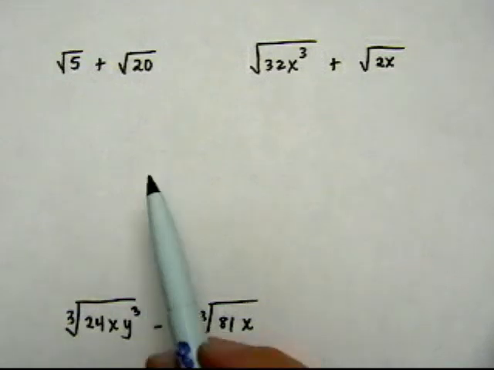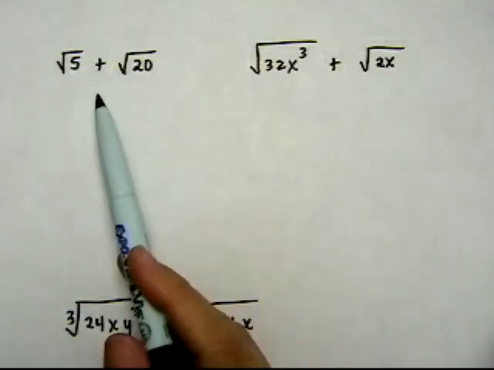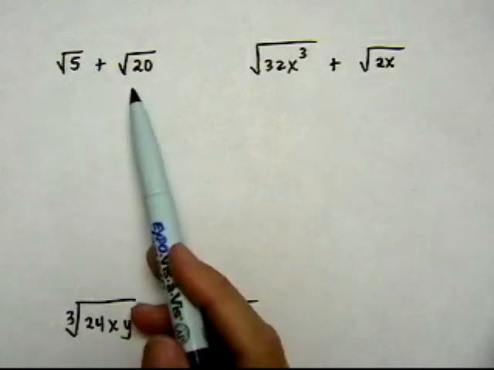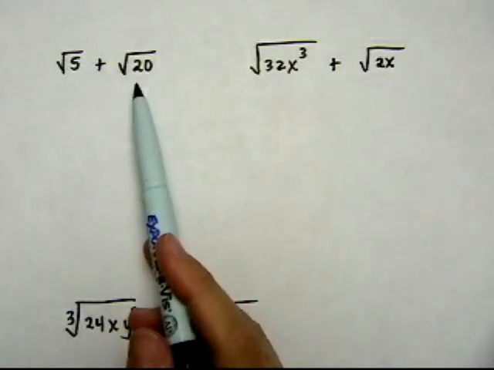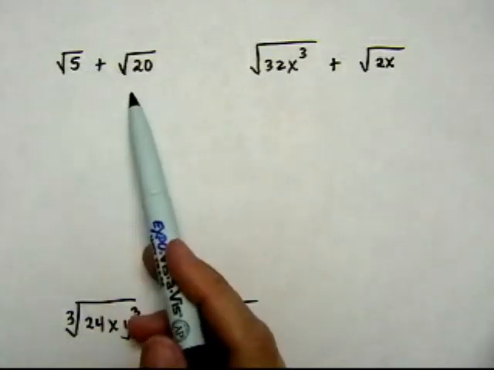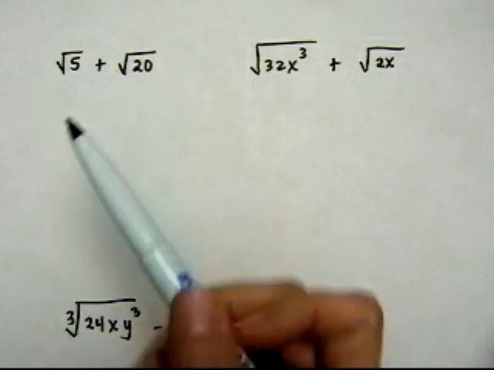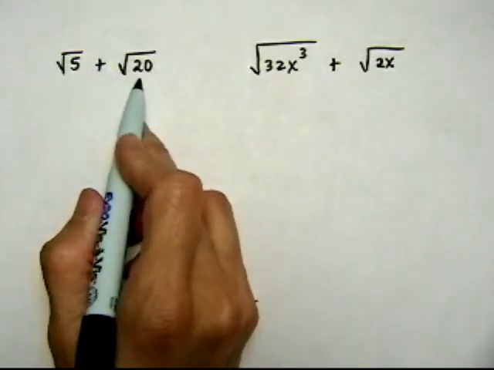Alright, here we're going to add or subtract radical expressions where we first need to simplify the radicals to figure out if we have any like radicals that can be combined in the first place. So let's start with square root of 5 plus square root of 20.